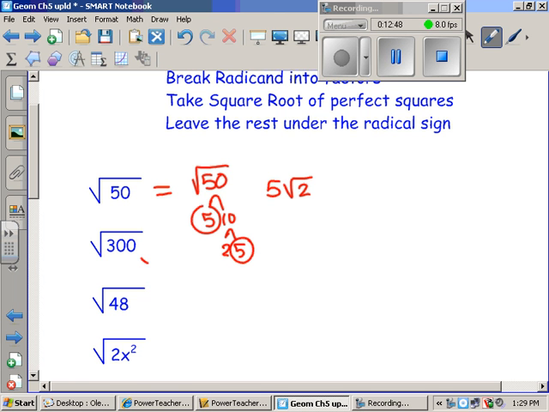300 would be 3 and 100, which would be 10 and 10. So that has a partner, so 10 can come out, 3 has to stay in. If it's asking you for an exact answer, you would give them the reduced form of the radical. If it just asks you for an estimate, then you can plug square root of 50 into your calculator and write the decimal. So if I did square root of 50, it would be 7.07. So the estimate would be 7.07. The actual would be 5 square root of 2.